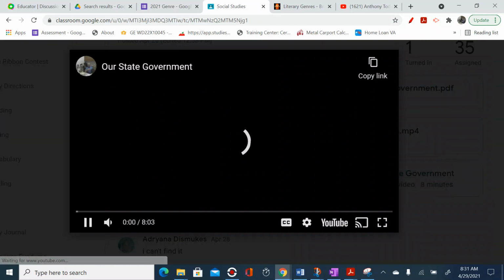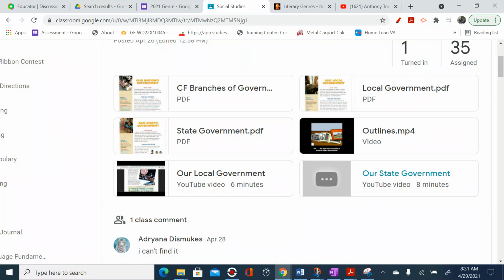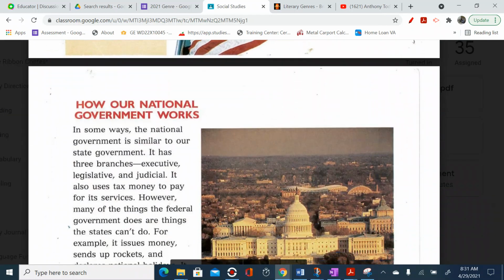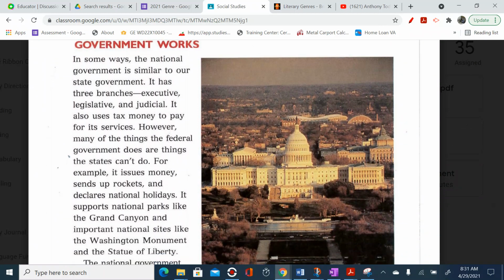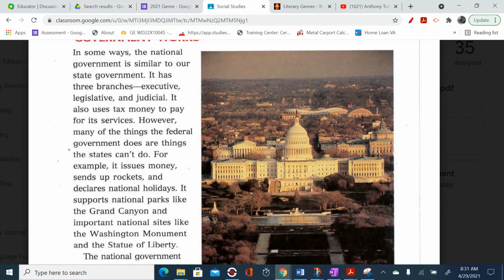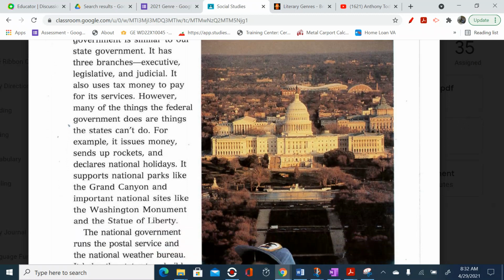All right. And so here we go. Our Roman numeral 2 is going to be how our national government works. In some ways, the national government is similar to our state government. It has 3 branches: executive, legislative, and judicial. It also uses tax money for its services. However, many of the things the federal government does are things that the states can't do.